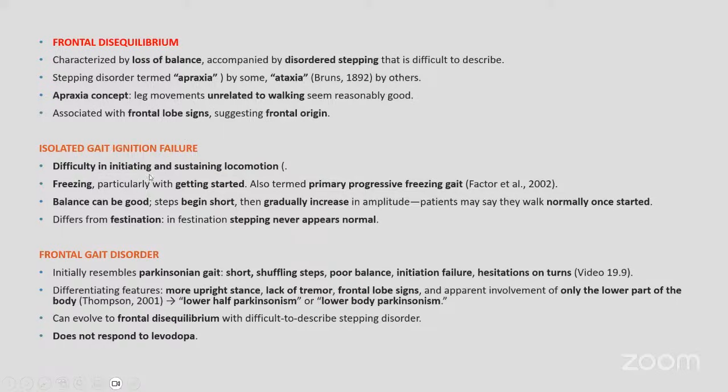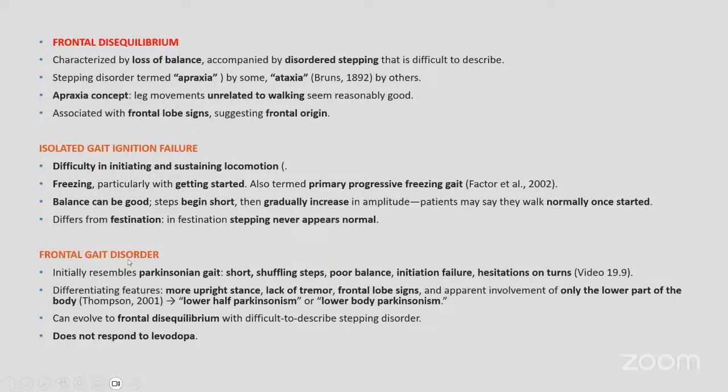Isolated gait ignition failure. This is difficulty in initiating and sustaining locomotion. Freezing, particularly when getting started, also termed primary progressive freezing of gait. Balance can be good. Steps begin short and gradually increase in amplitude. The patient may say they walk normally once started, which differs from festination. In festination, stepping never appears normal. In this, it will become normal as they walk.